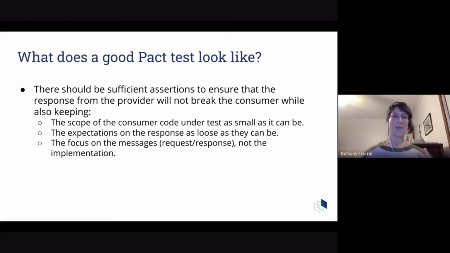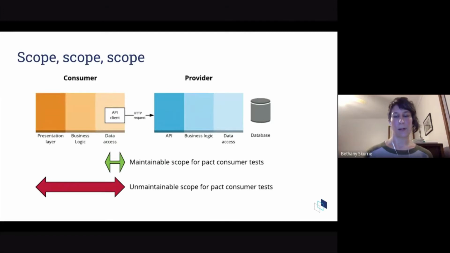So there's this kind of tension. We're aiming for just the right balance of coverage. We don't want to be so strict that nobody can make any change without breaking a test. And we don't want to be so loose that the provider can make changes that break the consumer. So, scope, the first of our points, scope.